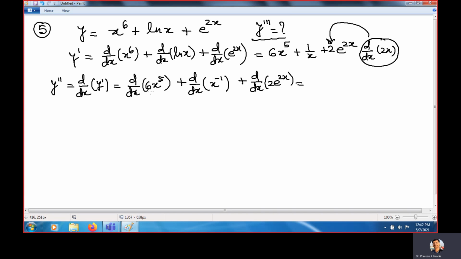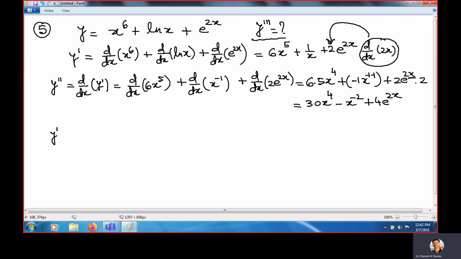And if you want to calculate it, 6 into the derivative of x power 5 is how much? 5x power 5 minus 1, that is 4, plus the derivative of x power minus 1, which is minus x power minus 1 minus 1, plus 2e power 2x into the derivative of 2x. The derivative of 2x is 2. So how much is it? It is 30x power 4 minus x power minus 2 plus 4e power 2x. This is the second derivative.